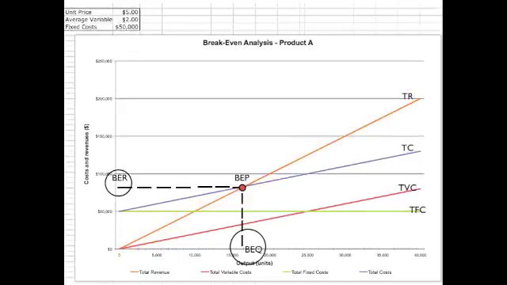The break-even point, labeled BEP on the graph, is where the total cost intersects with the total revenue, meaning a point where TR equals TC. The quantity of output at this point is referred to as the break-even quantity, BEQ, and the revenue generated to break even is referred to as the break-even revenue, BER. The break-even quantity and break-even revenue are dependent on the break-even point. The break-even quantity for product A is 17,000 units, and the break-even revenue is $85,000.